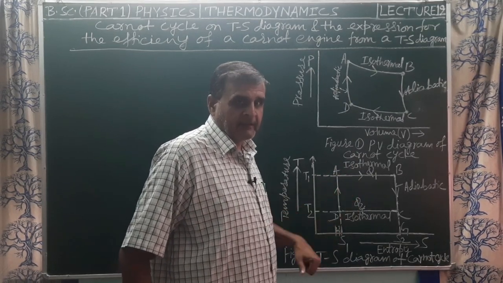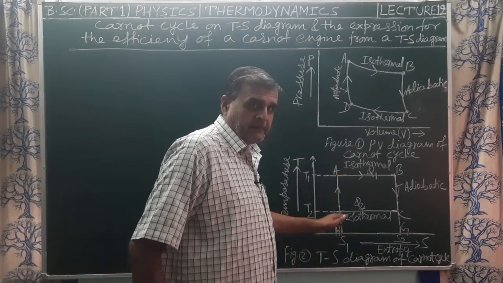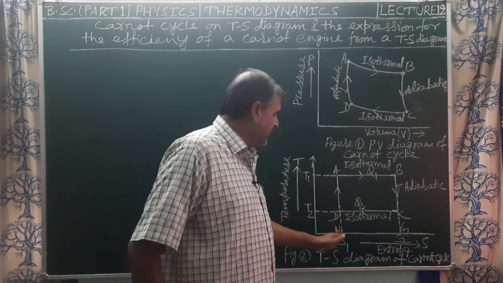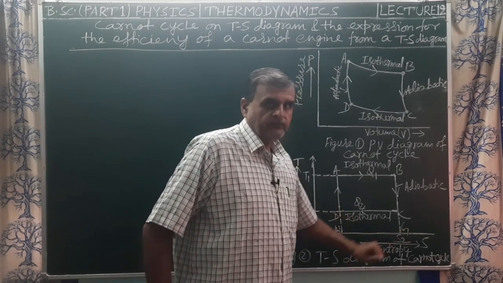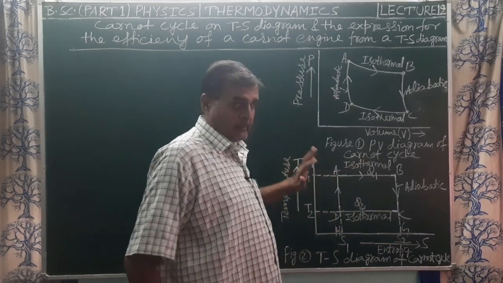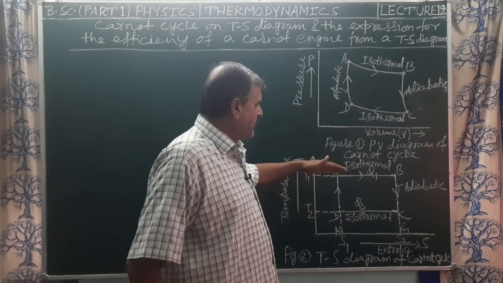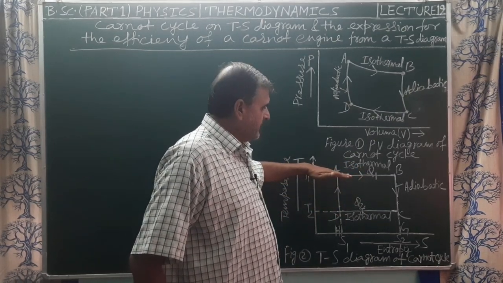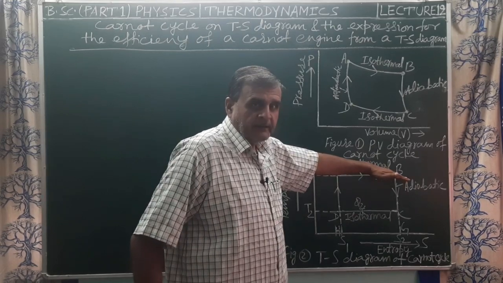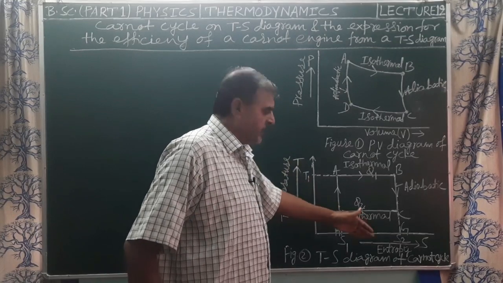The ideal gas is kept inside the cylinder of a Carnot engine. The entropy of the system, that is ideal gas, increases from S1 to S2 at constant temperature T1. So isothermal process is represented by the side AB of the rectangle on temperature entropy diagram.